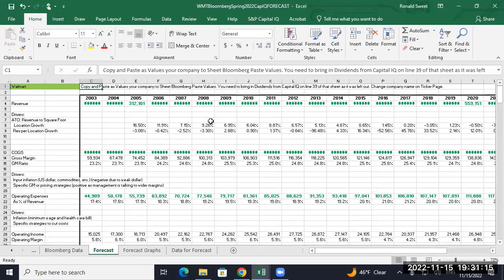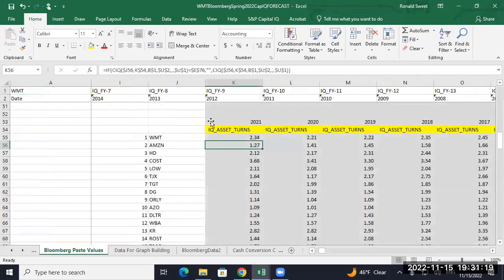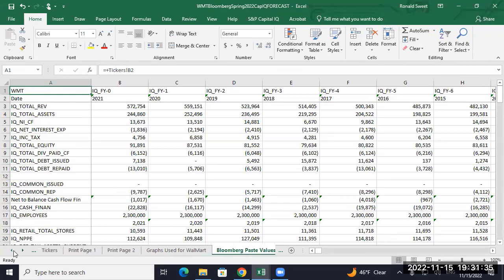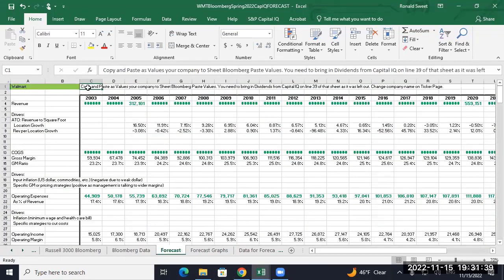What you have to do is take your company from this page right here, the Bloomberg paste values, and copy and paste the whole thing into this new Walmart forecast one. Go up to the top for your company, copy, and then paste it here. When you do that, you'll have all the data you need, and the forecast should update correctly.